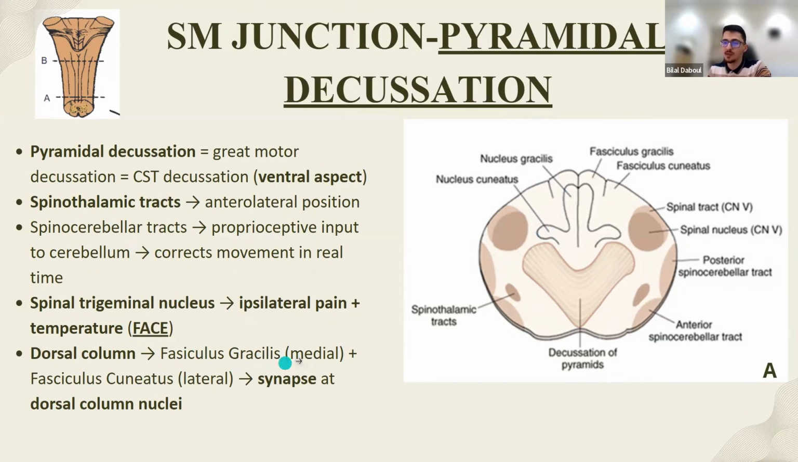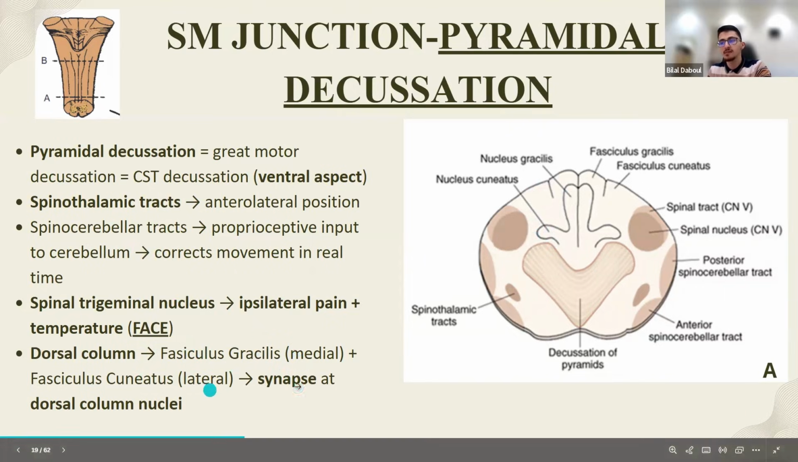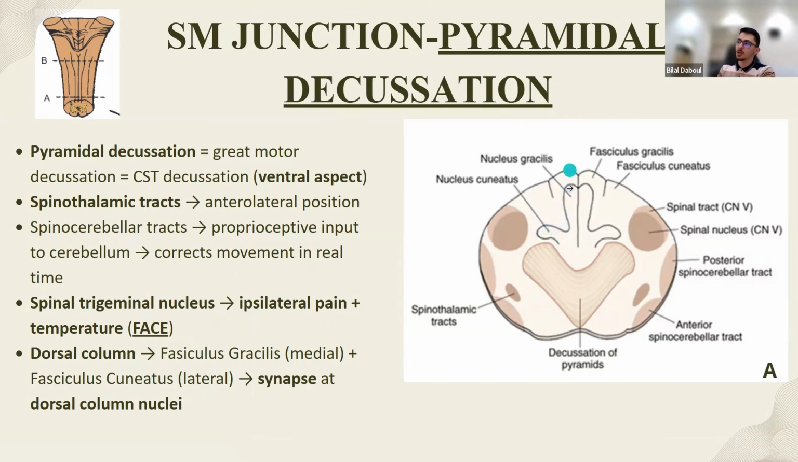Again, fasciculus gracilis medial, fasciculus cuneatus lateral, synapse at the dorsal column nuclei. So if you notice here, you have the nucleus gracilis and nucleus cuneatus. The fasciculus gracilis terminates at the nucleus gracilis, and the fasciculus cuneatus terminates at the nucleus cuneatus. And then the tract would decussate. Again, this is the DCML pathway.